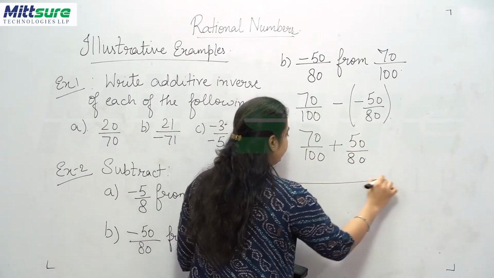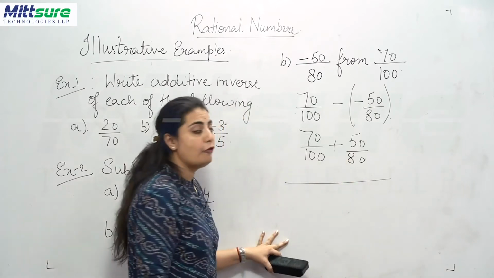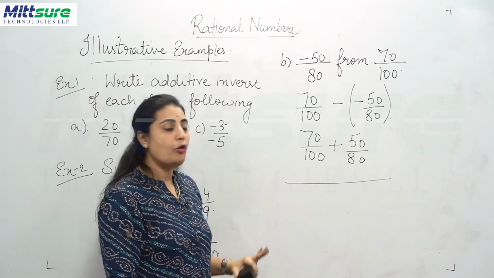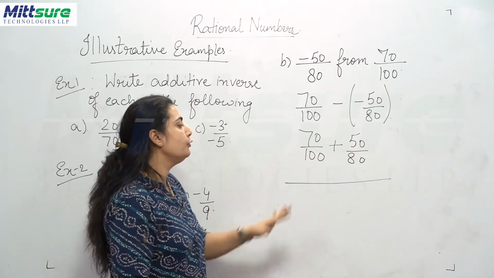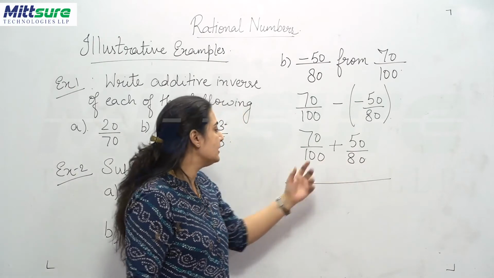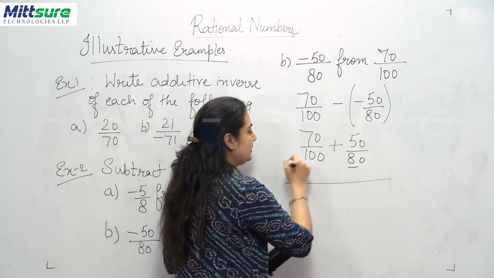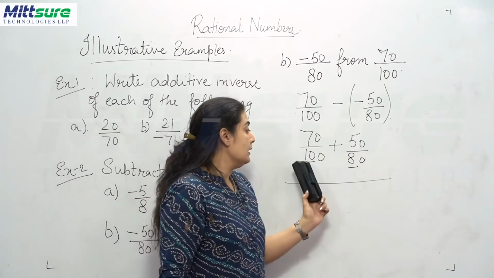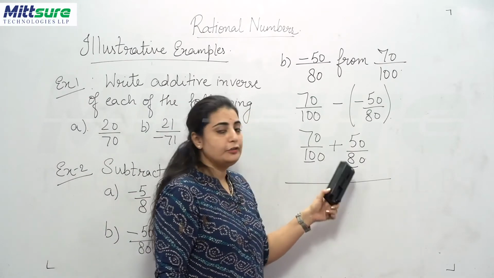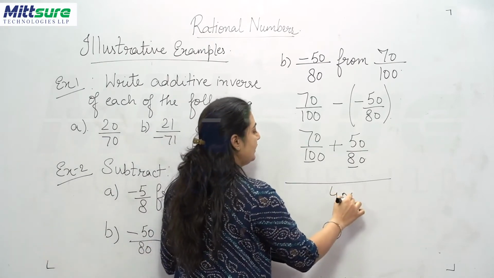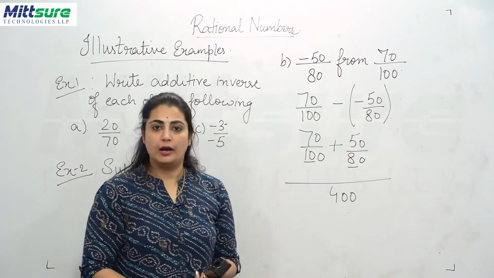Take the LCM, it will be 400. The LCM of 100 and 80 will be 400. It could be difficult for you to find out the LCM of a 3-digit number and a 2-digit number. So you can simply see here it is 8 and here it is 10. What is the lowest common multiple of the two? It is 40. So if you want it in 3 digits, it will become 400.